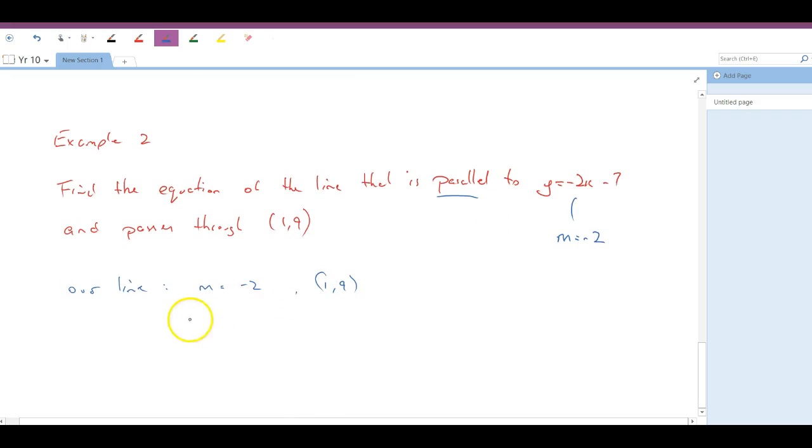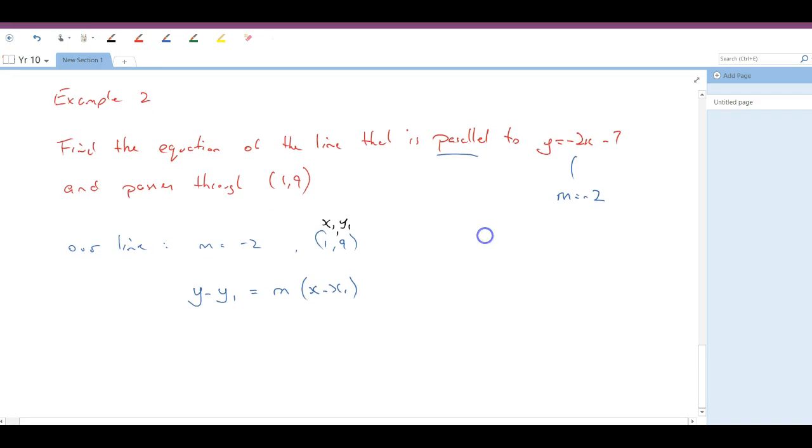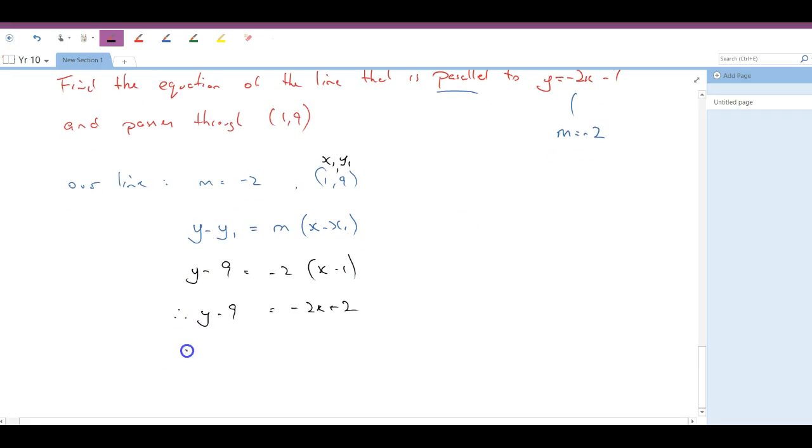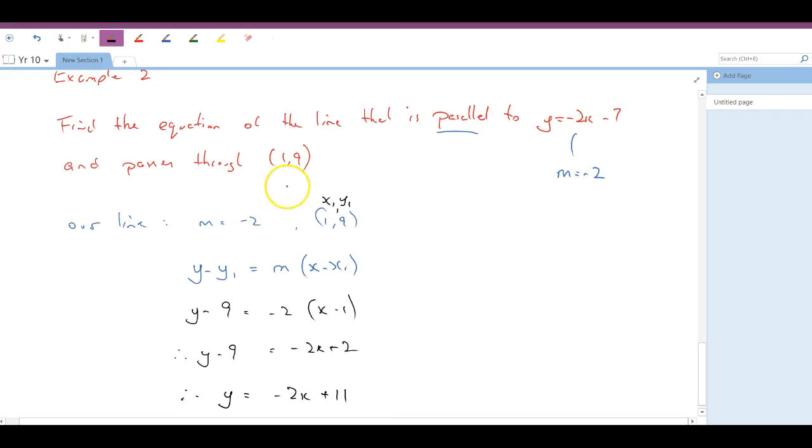So what we're going to do here is use the formula that we came up with two lessons ago, and that is y minus y1 equals m(x minus x1), where this is my x1, y1 right here, and here's my gradient. So substituting those values in, y minus 9 equals m is minus 2, times x minus 1. I just have to run this through now, minus 2x plus 2, and I'll take the 9 across, so I'll finish with y equals minus 2x. You can see it's got the same gradient as this guy. The 9 becomes plus 9 over here, so it's minus 2x plus 11. There's the equation of the line that's parallel to this and that passes through 1, 9.